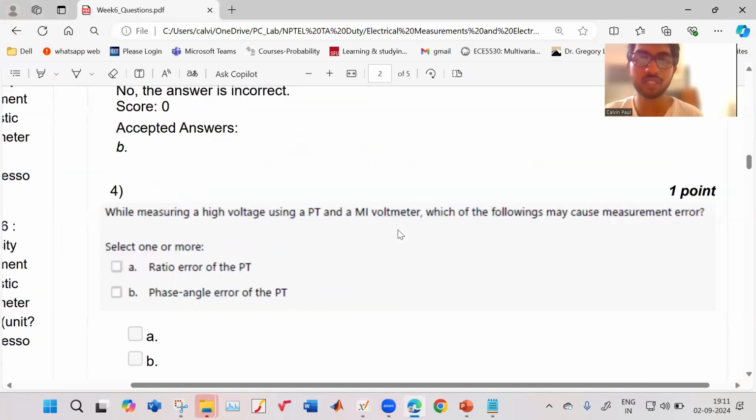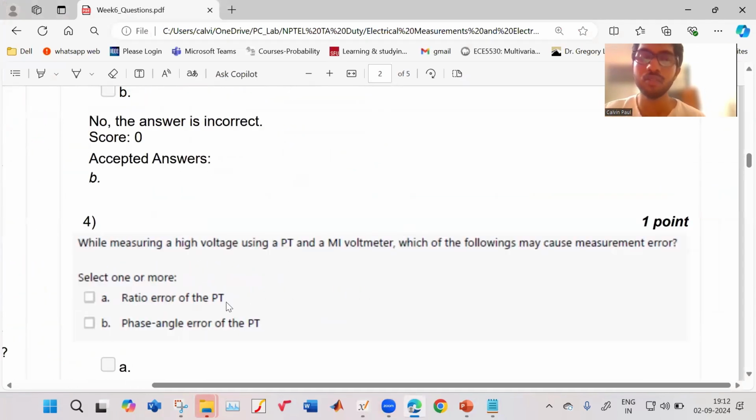We'll go to the next question. While measuring a high voltage using a potential transformer and a moving iron voltmeter, which of the following may cause a measurement error? Will the ratio error of the PT cause the error or the phase angle error of the PT?